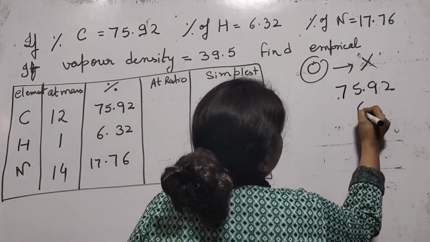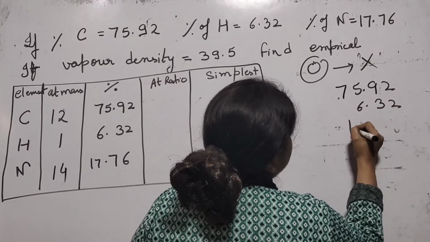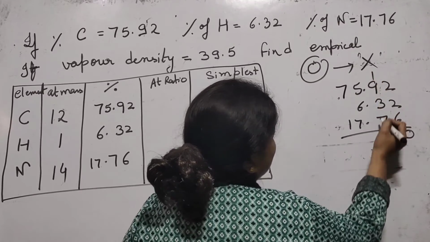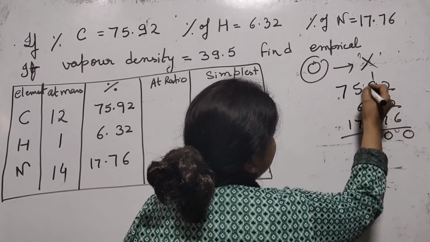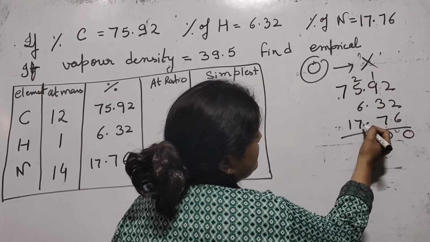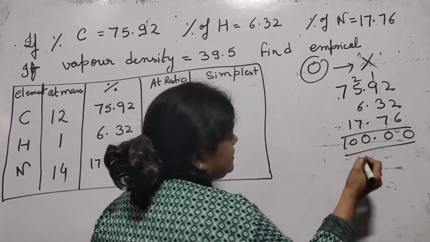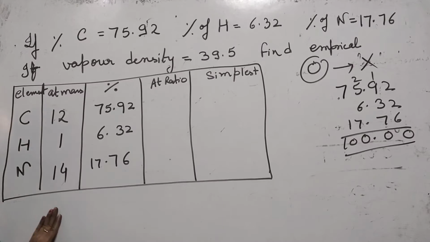75.92, 6.32, 17.76. Add them up. It is 100%. So there is no oxygen.